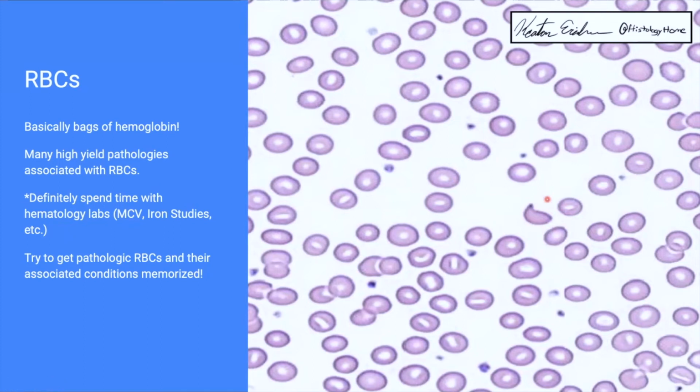So as far as studying for Step 1 goes, I would definitely try to put some time into memorizing or understanding the hematology labs and their associated conditions. And then also there's a list in First Aid of all the pathologic erythrocyte shapes and their associated conditions.